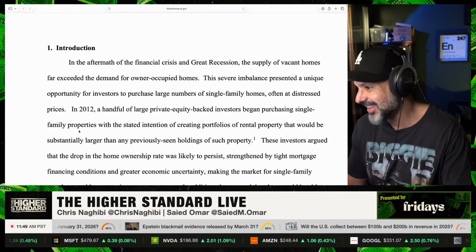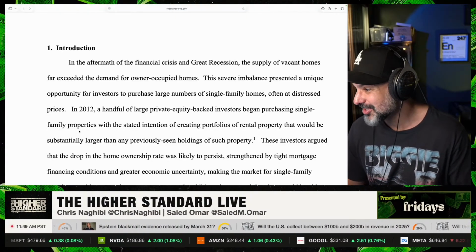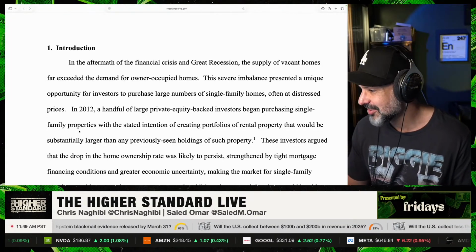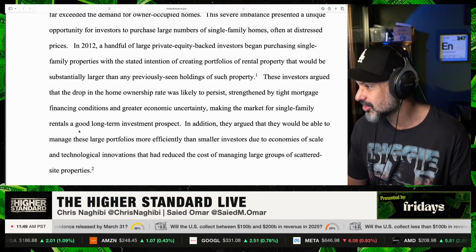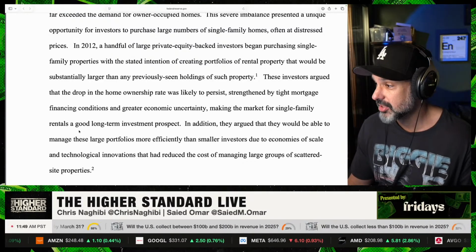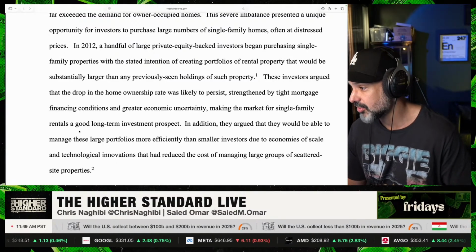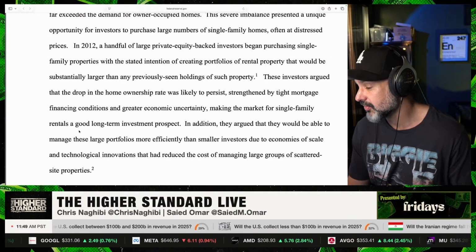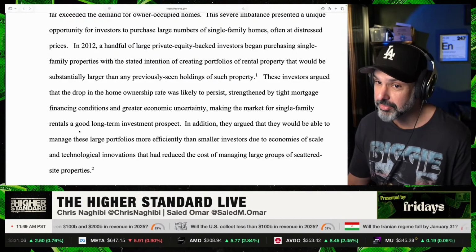In 2012, there you go, a handful of large private equity-backed investors, of which I was not, began purchasing single-family properties with the stated intention of creating portfolios of rental property that would be substantially larger than any previously seen holding of such properties. These investors argue that the drop in the home ownership rate was likely to persist, strengthened by tight mortgage financing conditions and greater economic uncertainty, which I think persisted for quite some time, and they were accurate, making the market for single-family rentals a good long-term investment prospect. It certainly was. Look at where home prices have gone. In addition, they argue that they would be able to manage these portfolios more efficiently than smaller investors due to economies of scale and technological innovations, and that's generally true.